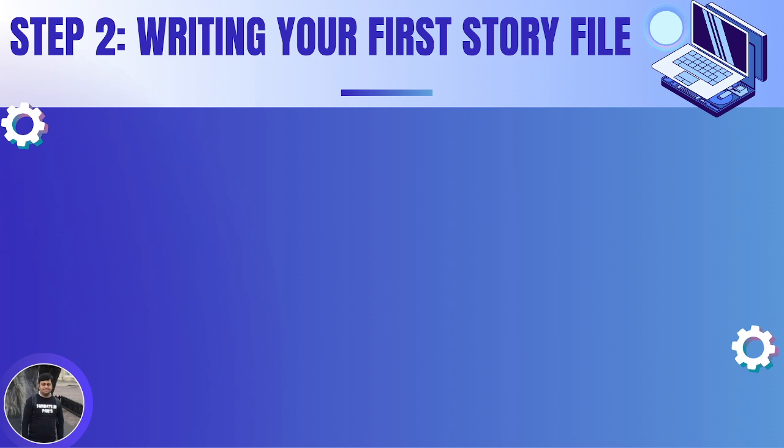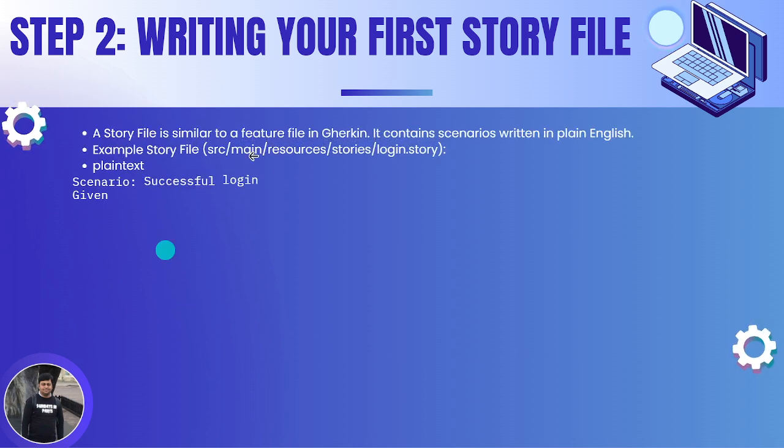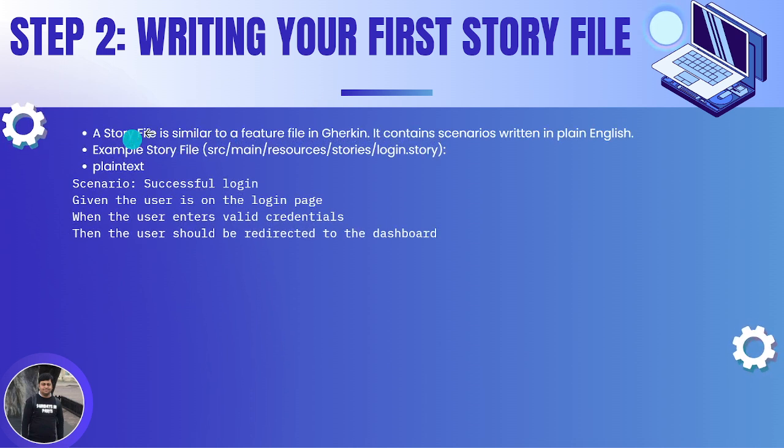Next is writing your first story file. So the difference here is that you write a story file, not a feature file. A story file is similar to a feature file in Gherkin. It contains a scenario written in plain English. For example, you can use the story file at src/main/resources/stories/login.story. It will not be login.feature, it is login.story. So this is the difference from the other three we have seen, in SpecFlow, Cucumber or Behave. Now JBehave is different, it creates a login story, not a feature.